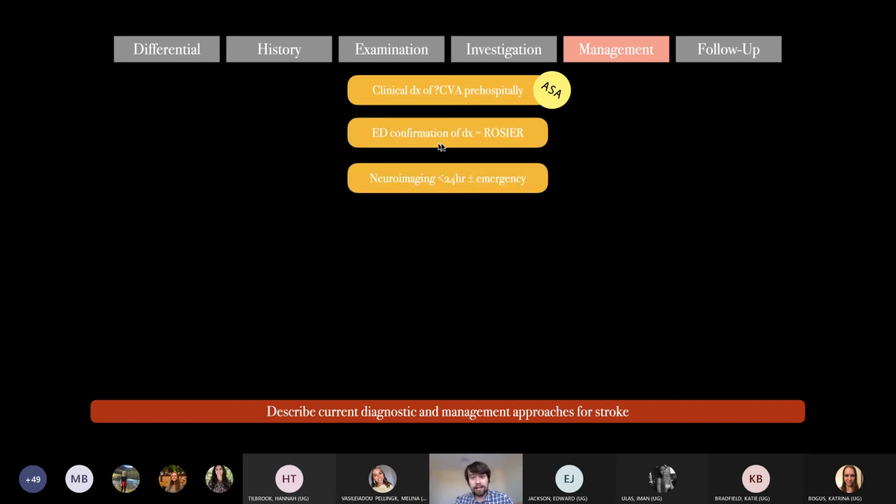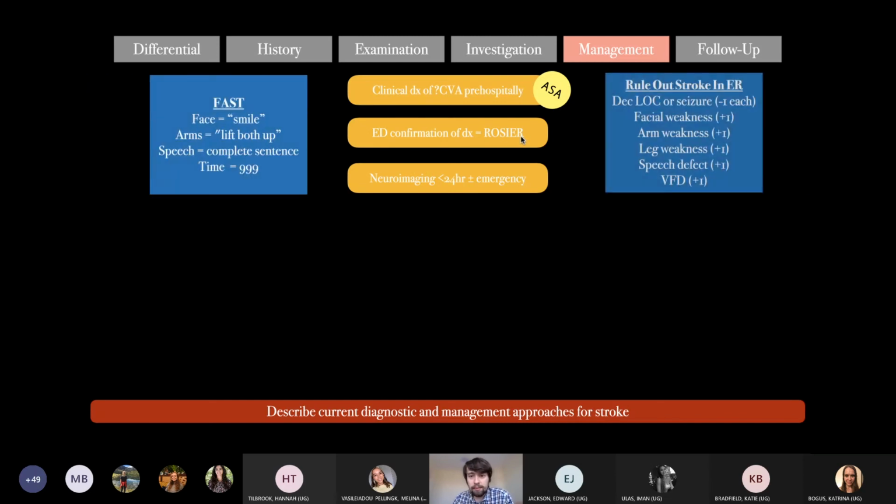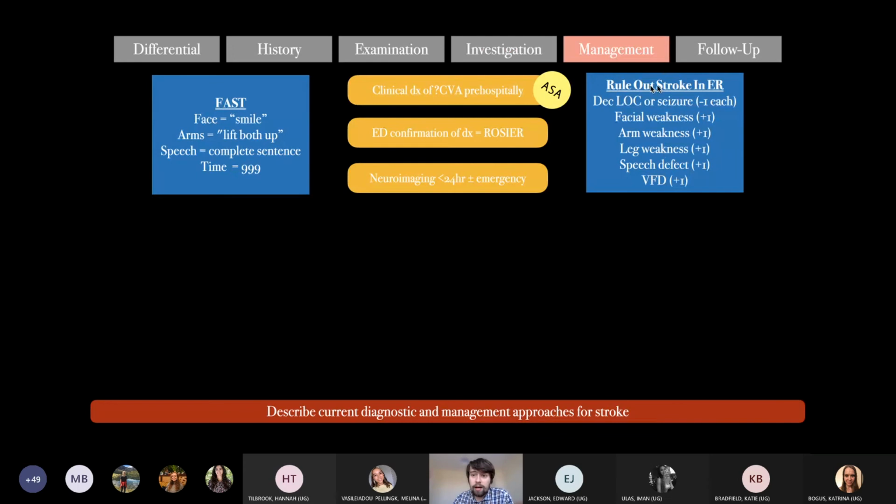You're going to take them to the ED, and there's this thing called the Rosier scale. And the Rosier scale is what's used to rule out stroke in the emergency room. Okay, the FAST scan, face, arms, speech, time, that's what you will do pre-hospitally if you're a layperson. If you call 999, they will instruct you how to do that over the phone. So it will be, smile for me. Can you lift both arms above your head? Can you repeat this complete sentence for me? The quick brown fox jumped over the lazy dog's back, or something like that.